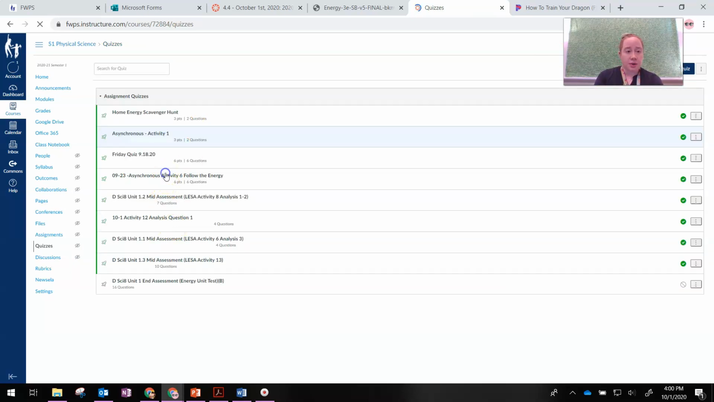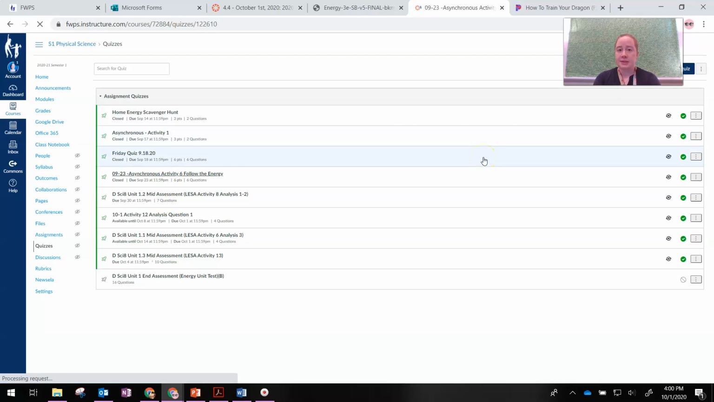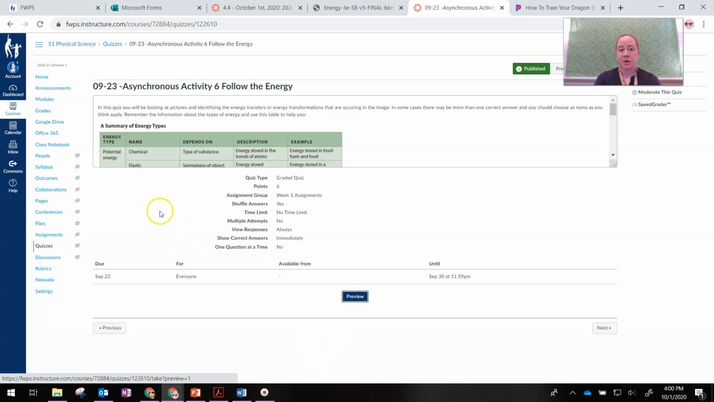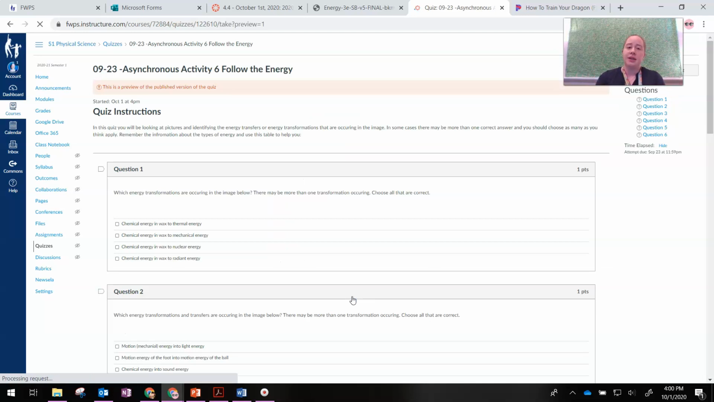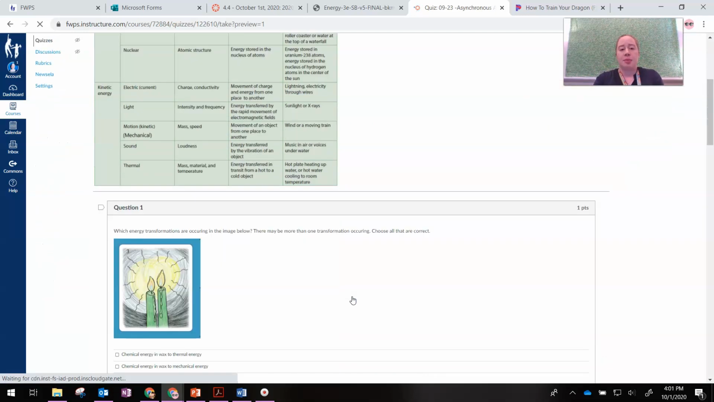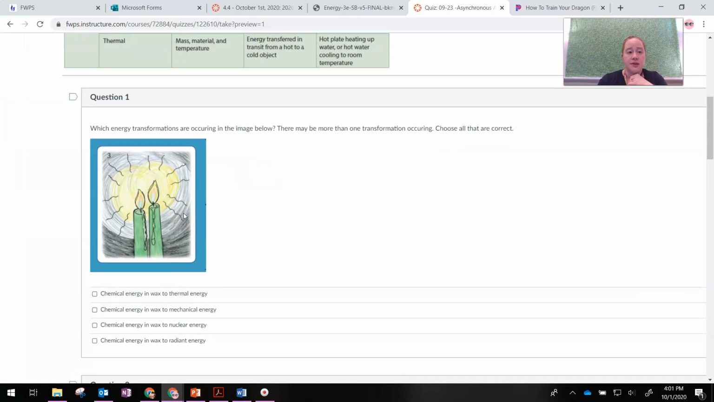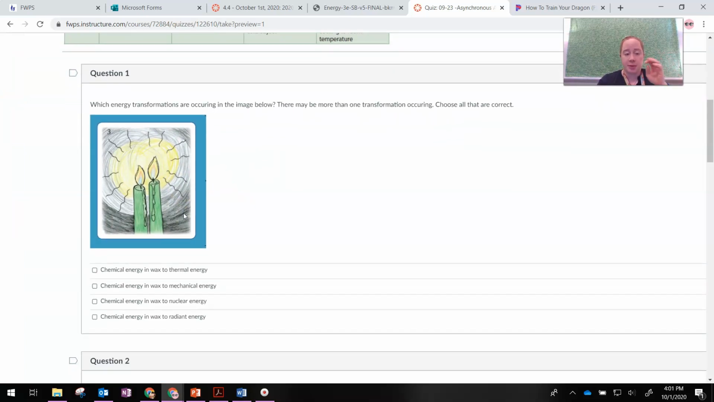So, Follow the Energy quiz. It was your asynchronous assignment from last Wednesday. You had this chart that said summary of energy types, this big green chart, and it showed you the types of potential energy and types of kinetic energy. And then for the actual quiz, I gave you a picture and you had to try to identify what transformation or transformations may have been occurring in that picture. For some of these, there was more than one transformation occurring, so you wanted to focus on the main part of the picture.